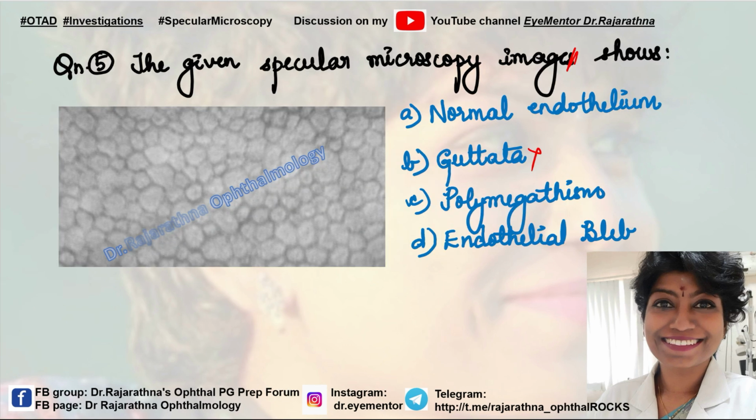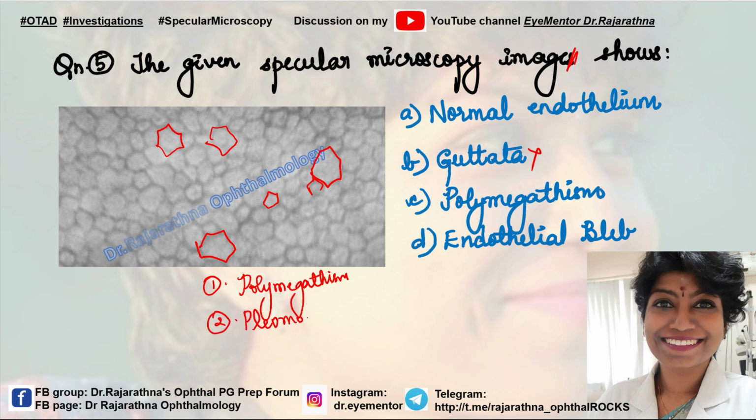So here you can see that there are some cells that are really huge, some cells that are small, and some that are pentagonal, some hexagonal, a few hexagonal, but majorly I see a lot of huge cells. Yes. Now, one is I see polymegathism, huge cells, and I also see a certain amount of pleomorphism. Now let's see what is there in my option. In my option, normal endothelium.